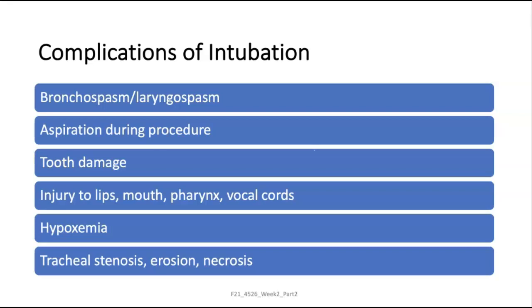Hypoxemia during intubation because, again, you are going to hyperventilate the patient with oxygen for the 3 to 5 minutes, but the patient could still lose a lot of oxygen and gas exchange during that time. So the organs could become hypoxic, the air exchange could lead to hypoxemia. So remember, hypoxemia is at the tissue level, hypoxia is at the gas exchange in the alveoli. And then tracheal stenosis, erosion, and necrosis. This happens later on if the tube has been left in for an extended period of time. And we're going to talk about that.